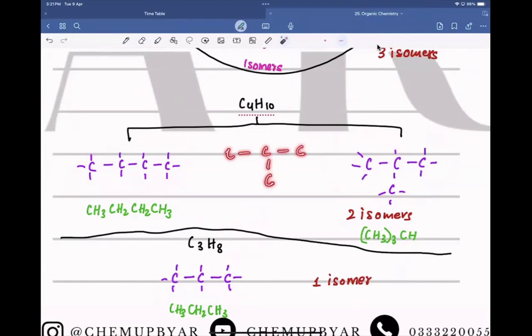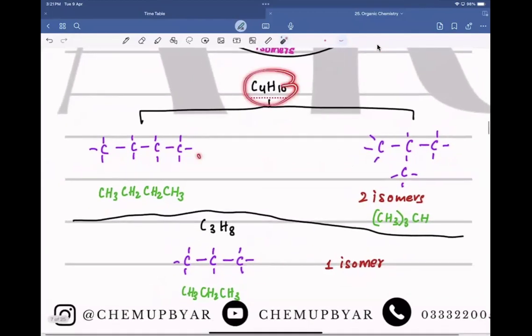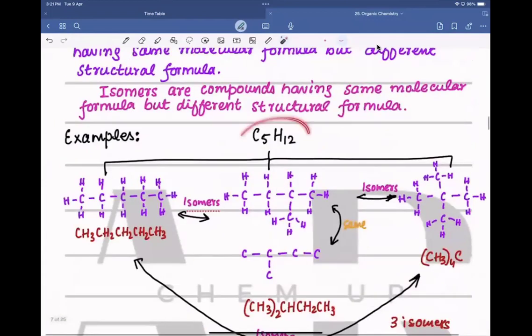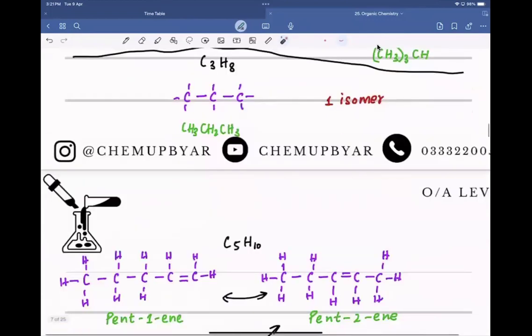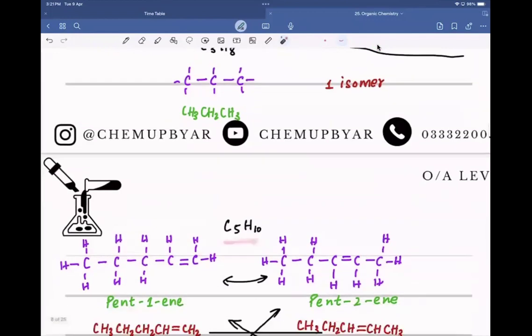Sir, these are the only two isomers for C4H10? Yeah, for C4H10 we got these two. For C3H8, only one. For C5H12, how many isomers do we have? We have 3 isomers. Okay. Now, C5H10.